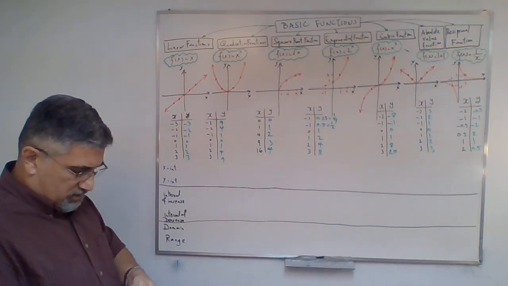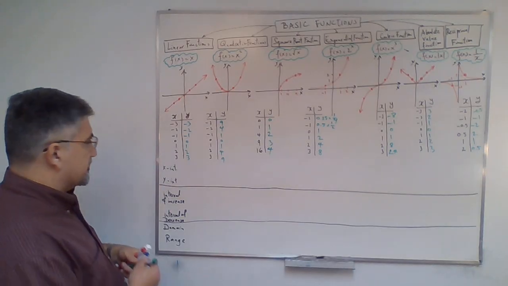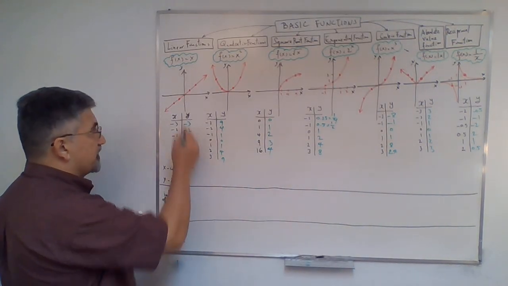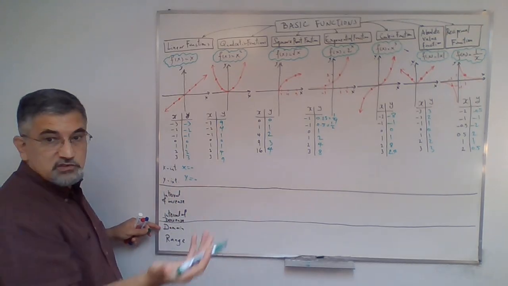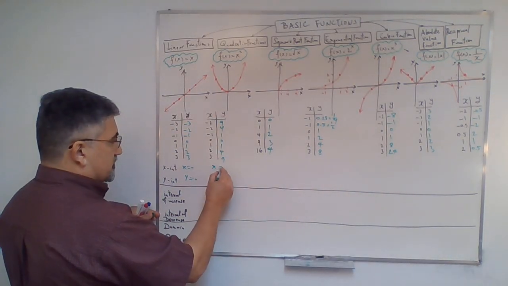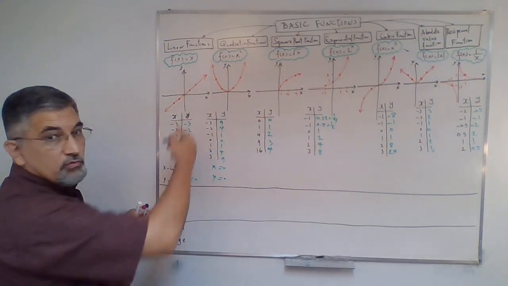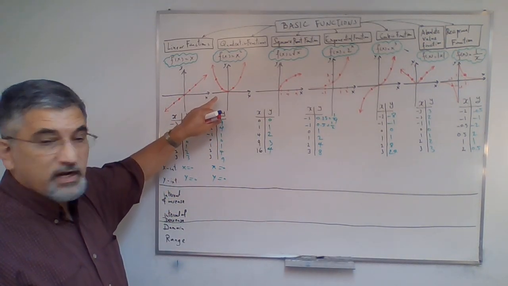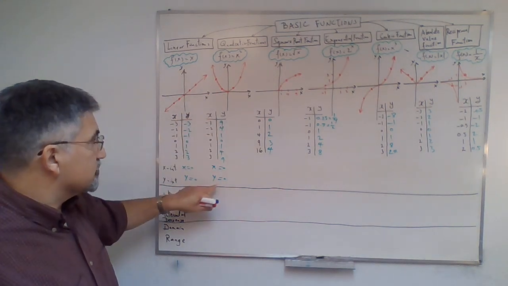X-intercept. Well, here the x-intercept is clearly 0 because the graph passes through the origin. So x equals 0, and the y-intercept is also 0. For the quadratic function, x is 0, y is 0. But again, the parabola, which is the name of the quadratic function's graph, is passing through the origin, so 0, 0.